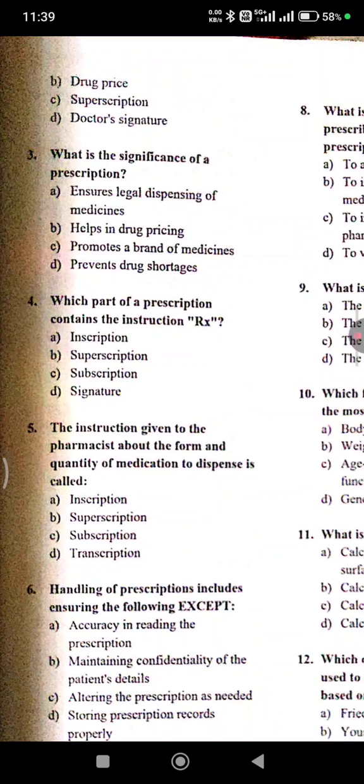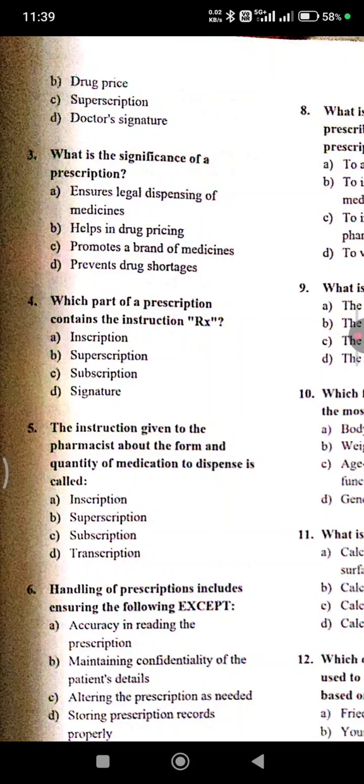Let's go to question number 3. What is the significance of a prescription? Option A, ensures legal dispensing of medicines. Option B, helps in drug pricing. Option C, promotes a brand of medicines. Option D, prevents drug shortages. The answer is option A: a prescription ensures legal dispensing of medicines.